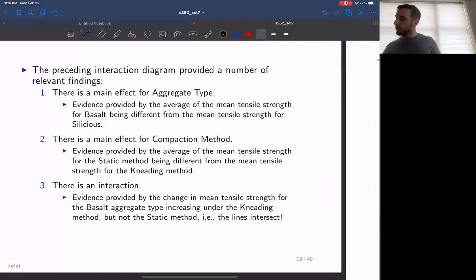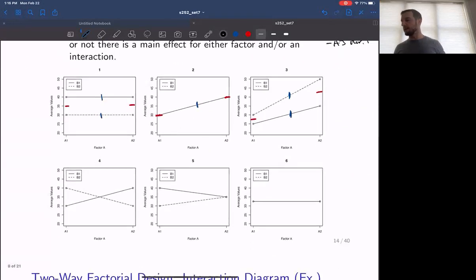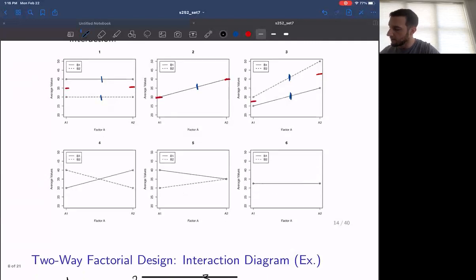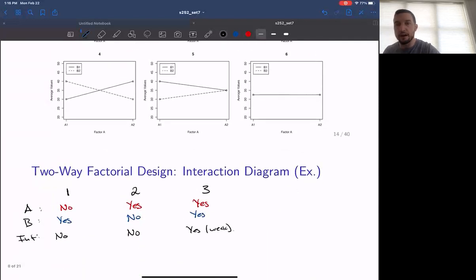So we left off working through an example of how to evaluate interaction diagrams. Every interaction diagram can be used to determine if we have evidence of a difference in the main effects and evidence of interaction. So for example, in interaction diagram 1, we compare the levels of factor A, so the averages of factor A. We can see that the red dashes here are at the same point. That indicates no main effect for factor A. Okay, so that's why we have a no for factor A below.